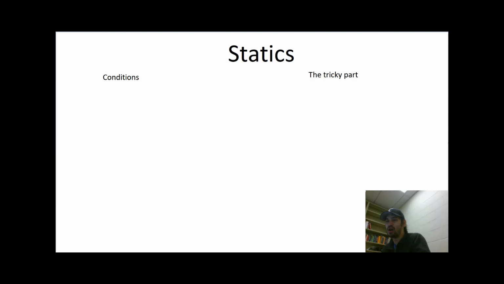And then I'm going to list a couple of things that I think are tricky points about statics, and I'm going to try to address those, and then at the end I'll work a problem. So to start with, the condition that something's in static equilibrium is that the sum of the forces, the sum of the vector forces, is equal to 0, and the sum of the torques, also a vector, is equal to 0.